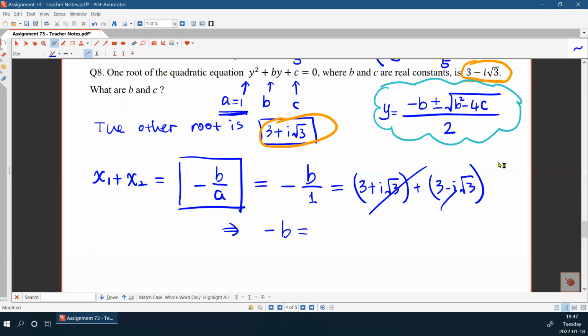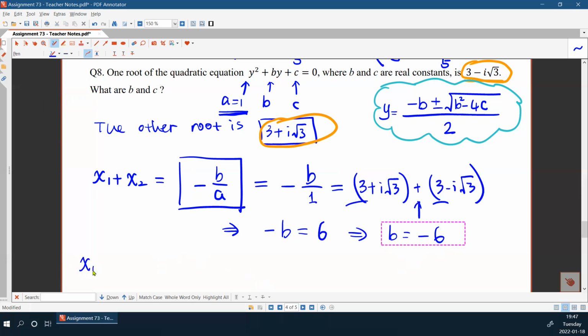So this number cancels with this number, right? So 0. No, 3 cannot be canceled with 3. You have a plus sign here. 6. Okay, so that means b is negative 6, right? Do you understand? Okay, so following this logic, how do we solve the value of a?